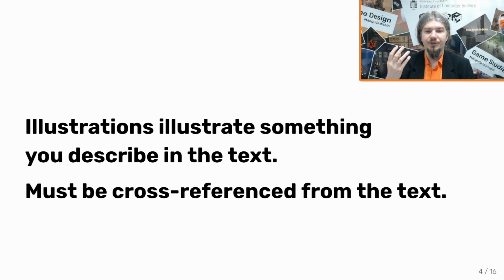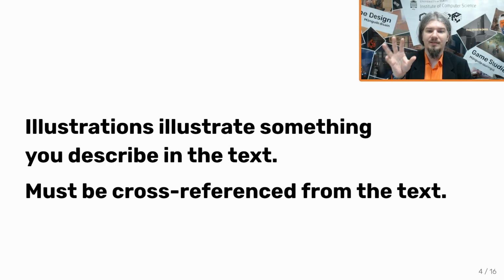Those illustrations illustrate something you describe in the text, and they must be cross-referenced from the text. So you're describing something, maybe it's a game mechanic or a core gameplay loop, or the data you gathered from your testing sessions. Whatever it is, you should include an illustration that shows the thing you're describing. If you're describing your core gameplay loop, maybe you have a graph that has this loop and different activities on that loop, and then you show, look, this is the core gameplay loop.